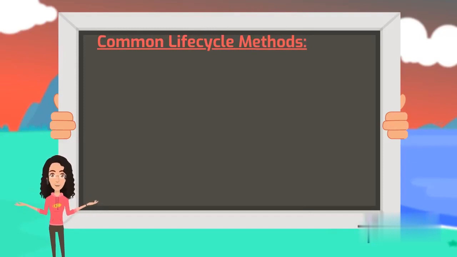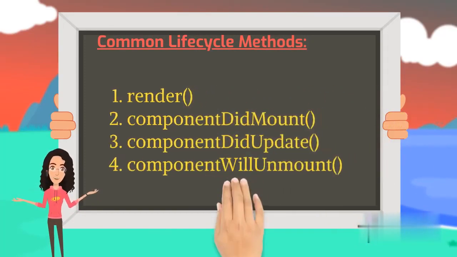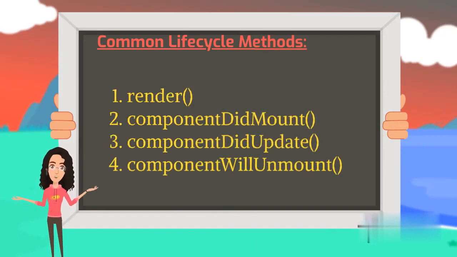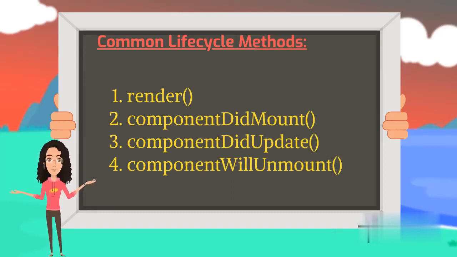The common React lifecycle methods are written here, see on the screen. The first is the render method, second is component did mount, third is component did update, and fourth is component will unmount. These are the most commonly used methods in React. The first one is render.